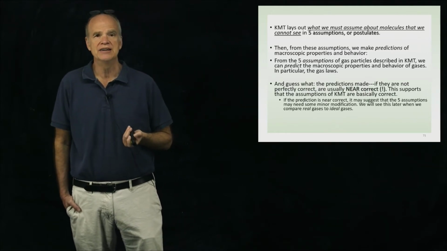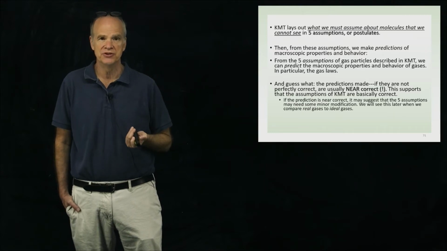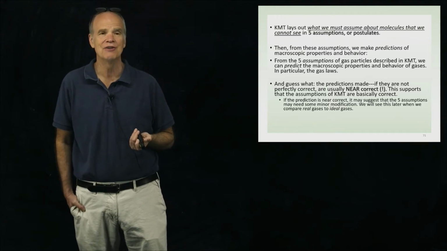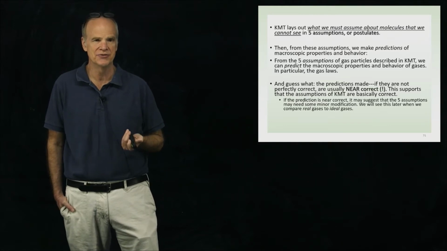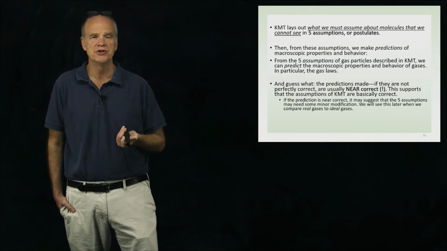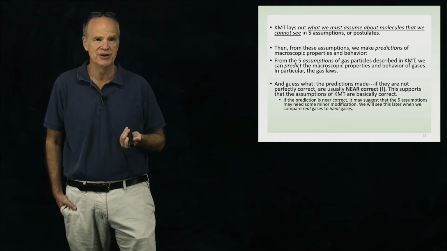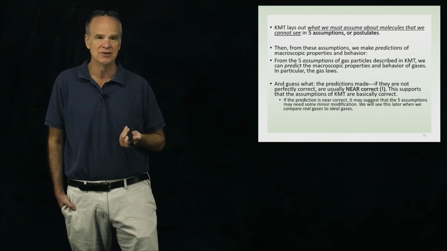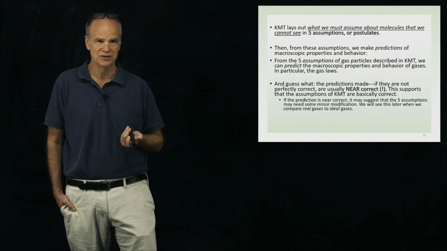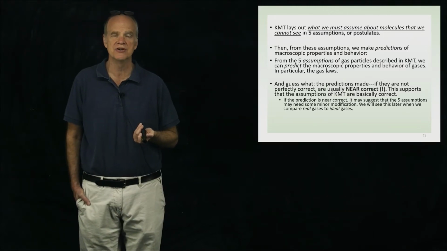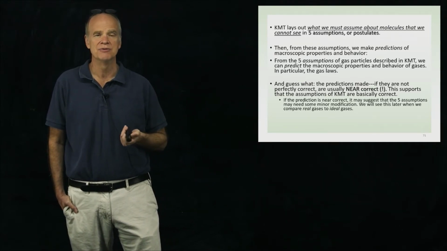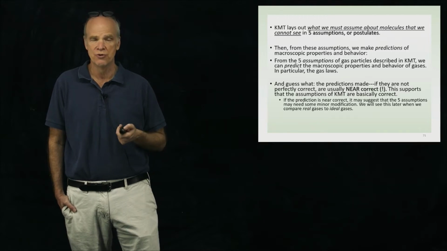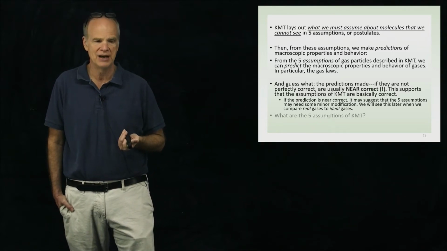What you'll find is that most of the time the predictions are correct. If they are not perfectly correct, they are very close to being correct. That tells you something important about the postulates of kinetic molecular theory: they are pretty close to being exactly correct, but are not exactly correct. This becomes important later when we're trying to understand how real gases behave differently than the properties predicted using the gas laws. We'll talk more about that later.